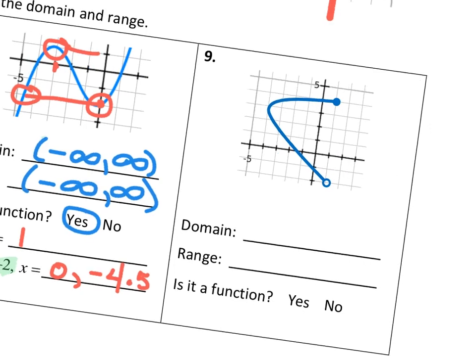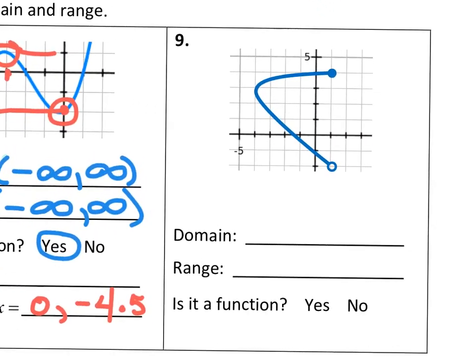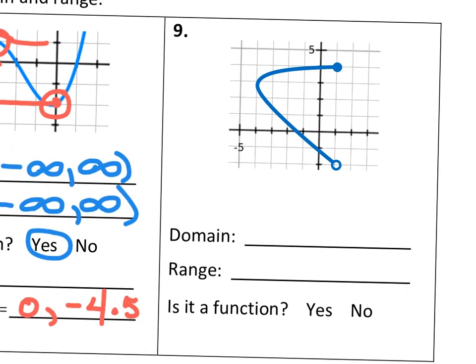Number 9, the domain, remember, goes from left to right, and so I'm going to look for the leftmost point of my graph, and I want to give the x value. So that x value is -4, and the rightmost end of my graph is right here. There's no points to the right of x equals 1, and so we're going to write -4 to +1.